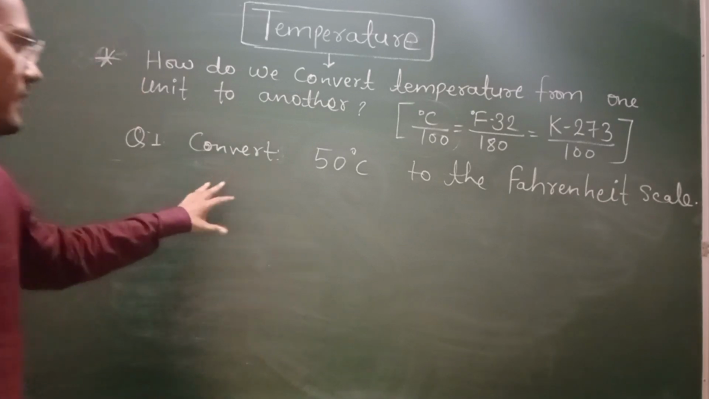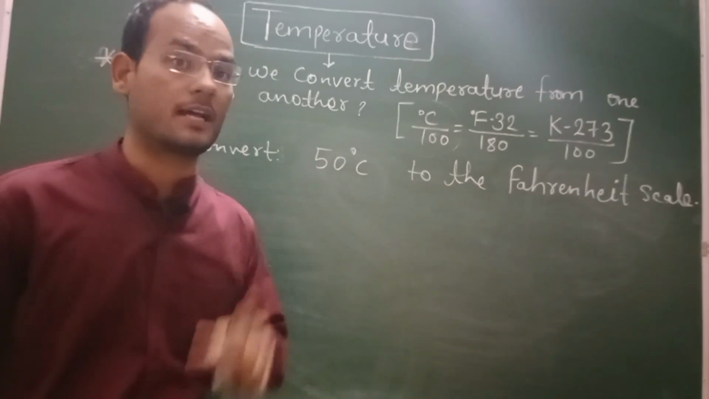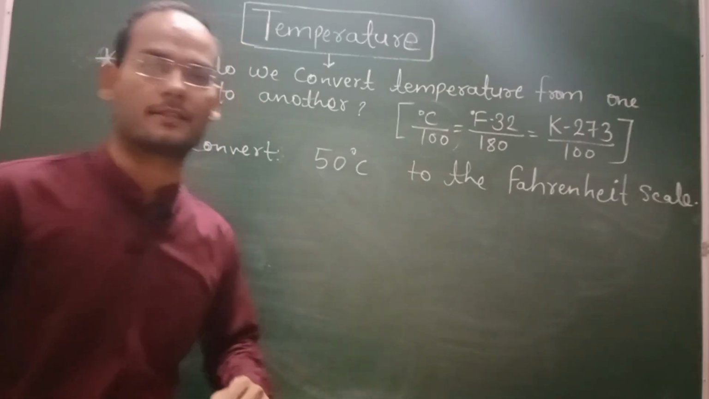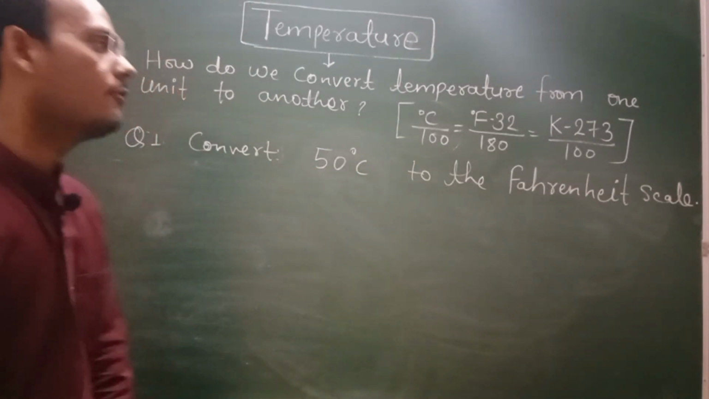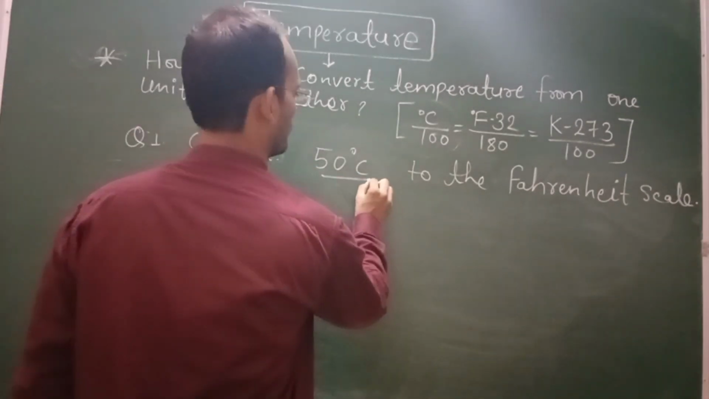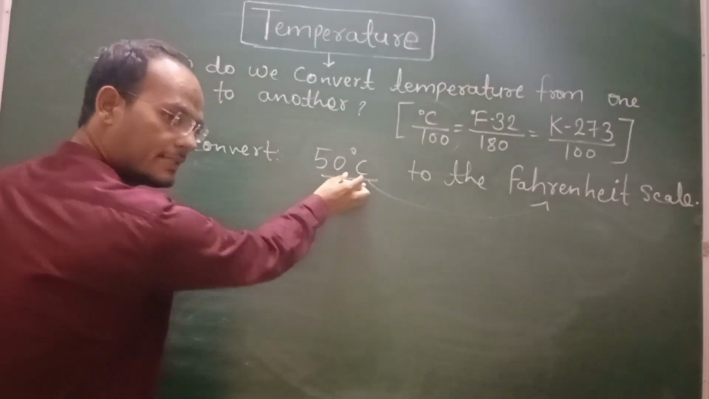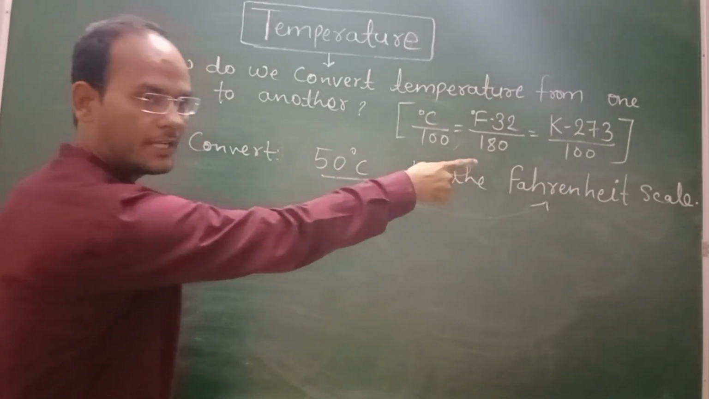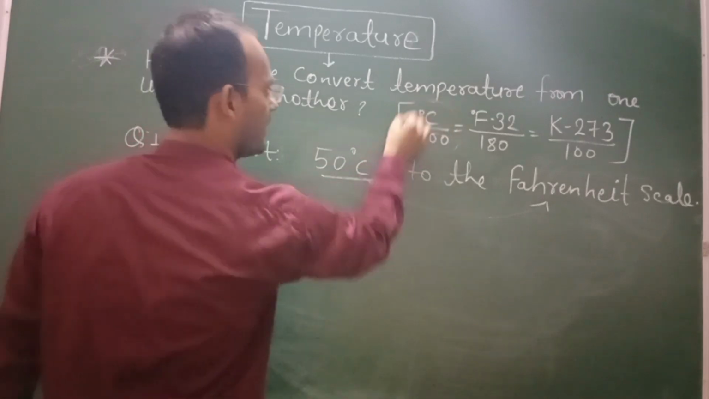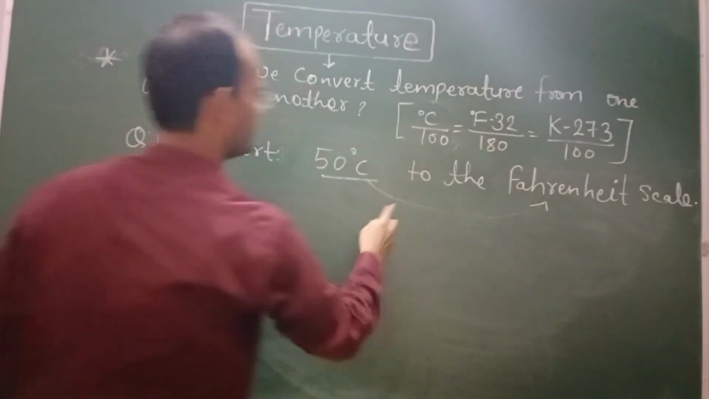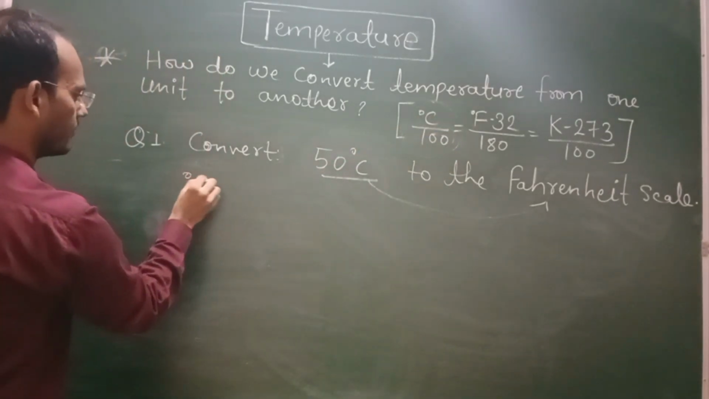Now the question is, convert 50 degrees Celsius to the Fahrenheit scale. Now the turn is Fahrenheit and degree Celsius. Okay, how can we change degree Celsius to the Fahrenheit scale? Degree Celsius is given and Fahrenheit is asked. So we need the degree Celsius part and the Fahrenheit part. So take this one part and make the formula.